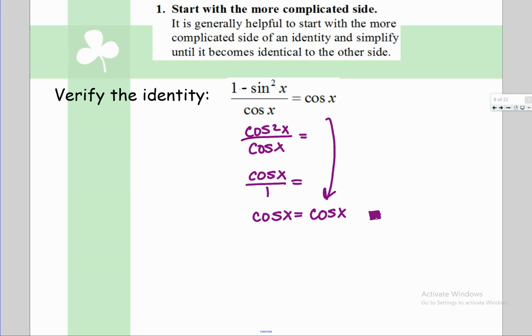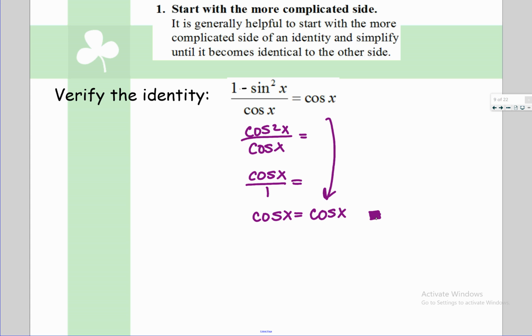Now, what you don't want to do when you're proving these is just take this left side and write cosine equals cosine. The work is the answer to the problem. We're not so concerned about this last line because I can probably look at this and say it's going to end with cosine equals cosine. The work in itself is the solution. So even if you think it's obvious and you can do it in your head, write that step down, okay?